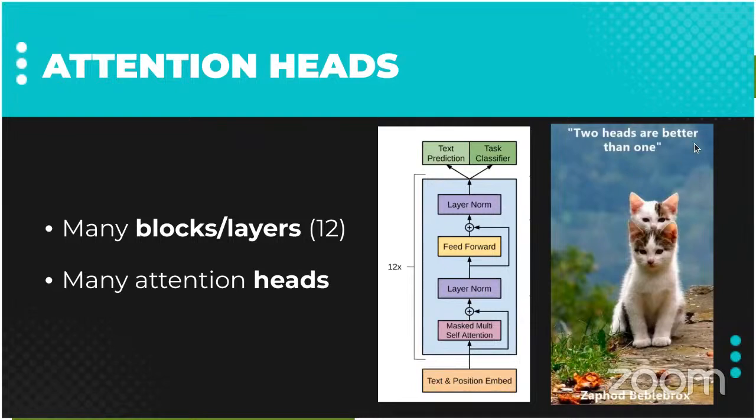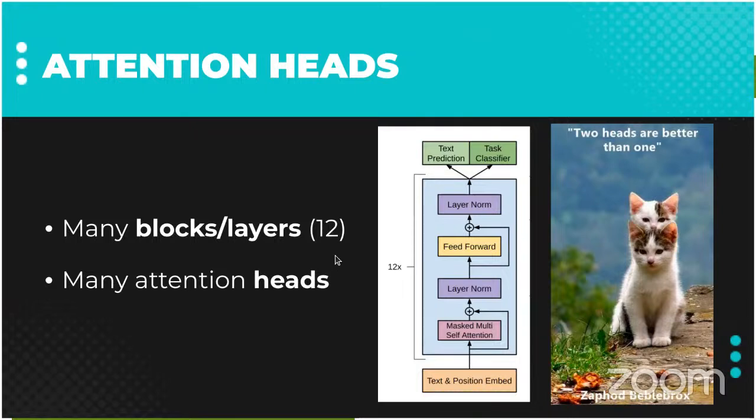So something like two heads are better than one. It just means that the model has the ability to attend to different things at the same time. And also there are now like 12 layers of that. So we see this multi-head attention, right? This ability for the model to attend to different things at a time, at different levels.